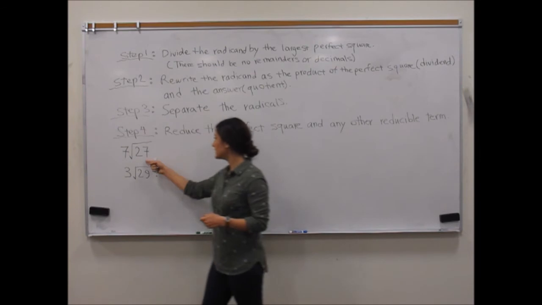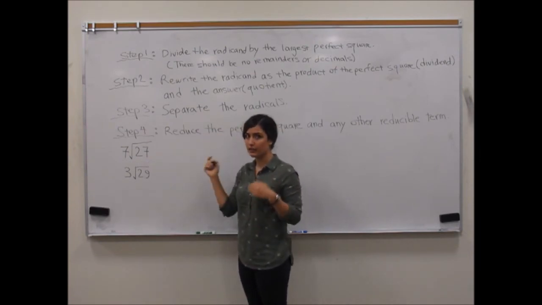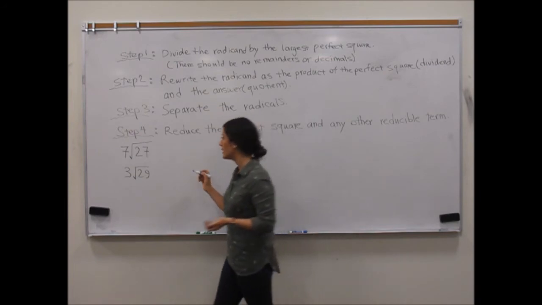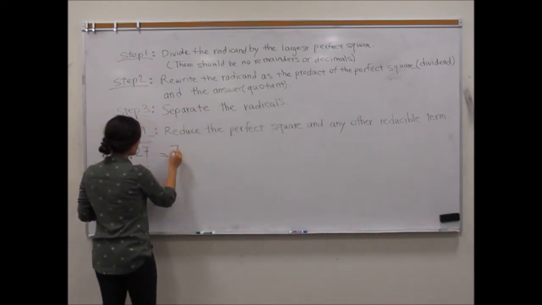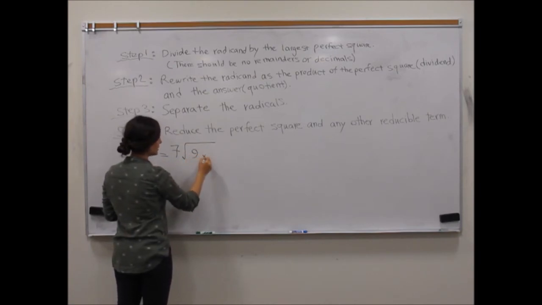So 27, which is the radicand, is divisible by 9. And when I divide it by 9, I get 3. So I'm going to write it as 7. I'm going to keep the 7 as it is. And instead of 27, I'm going to write 9 times 3.